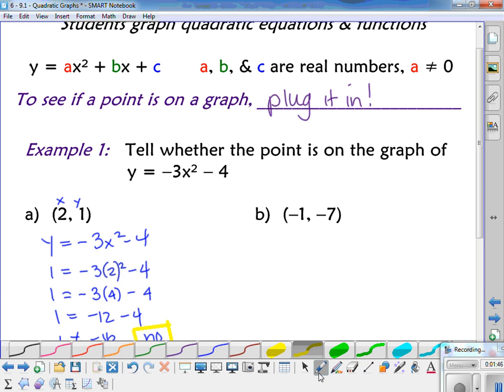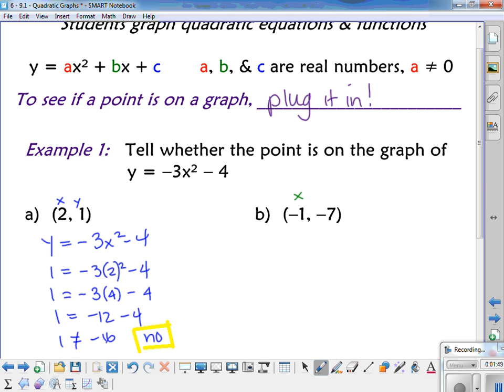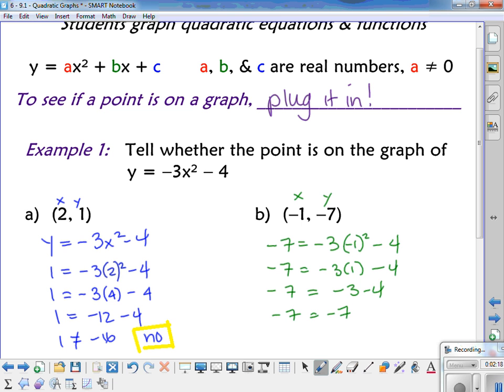Let's take a look at negative 1, negative 7. So again, this is my x, this is my y. So y equals, so negative 7 equals negative 3 times x squared, so I've got negative 1 squared minus 4. And when I square negative 1, what do I get? I get a positive 1, yeah. And so then I have negative 7 equals negative 3 minus 4. Does this one work? Yes, it does. So that means that that point is on the graph.